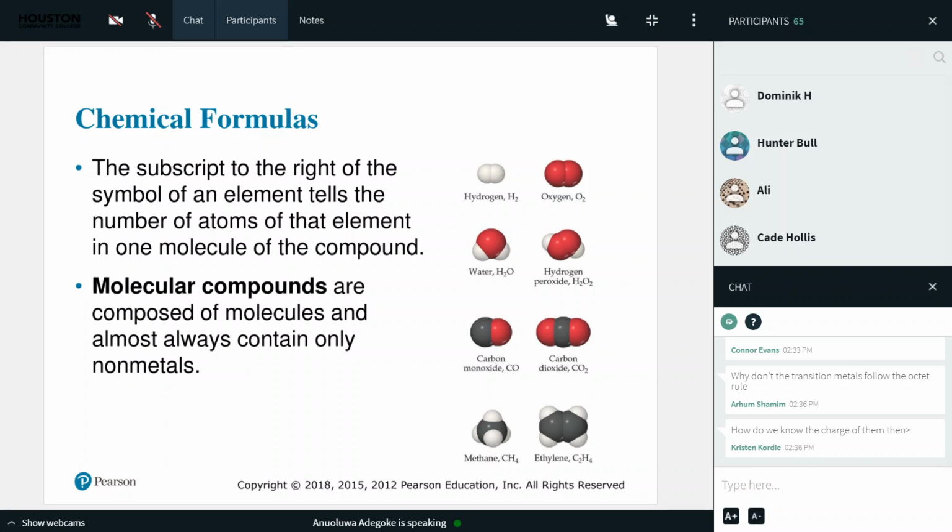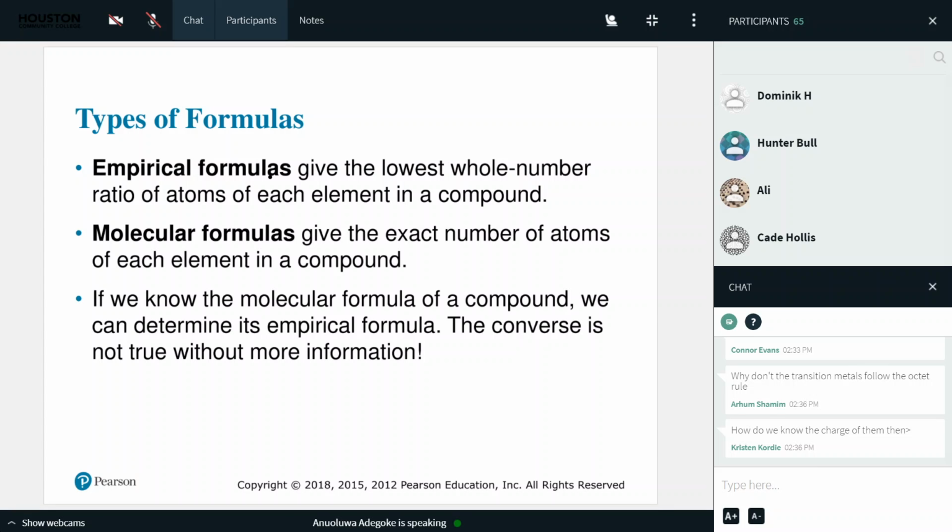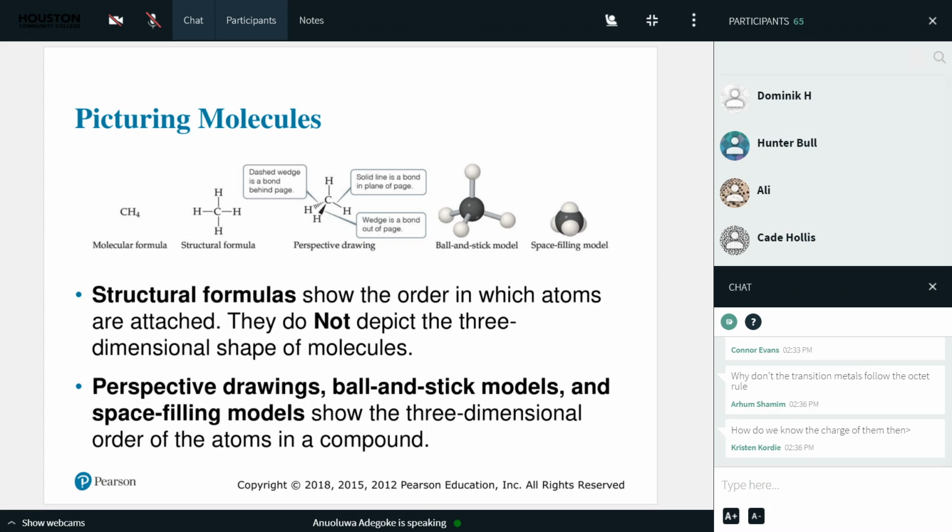Okay, how do we know the charge for them? We are going to talk about that when we get to ionic compounds. I just want to touch on this quickly. To know the charge for transition elements, it is very, very simple. If something is not representative, it will be transition. And to know the charge, you just have to know the charge of the non-metal. Like I said, we are going to do that.